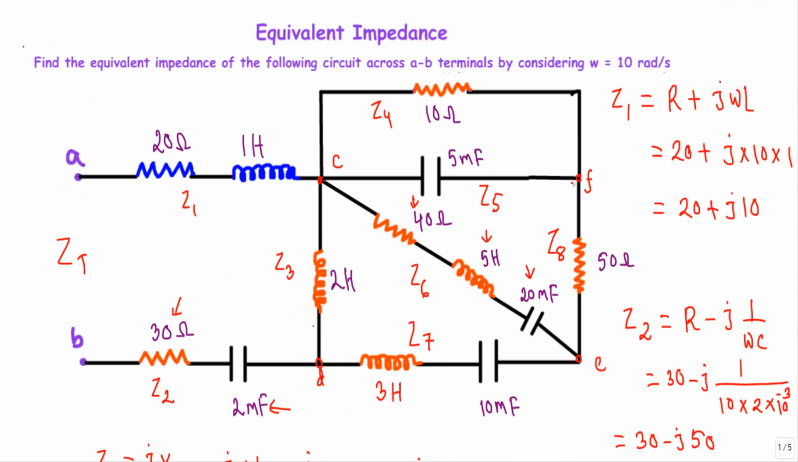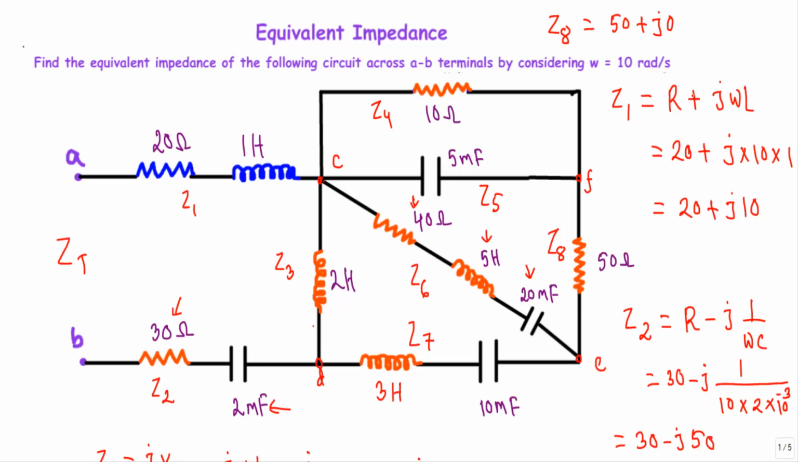Now look at the branch between F and E terminals. You will see this will have a resistance of 50 ohm. Okay, there is no inductor or capacitor, therefore imaginary part of the impedance will be 0. What will be the value of Z8? Simple, 50 plus j0.